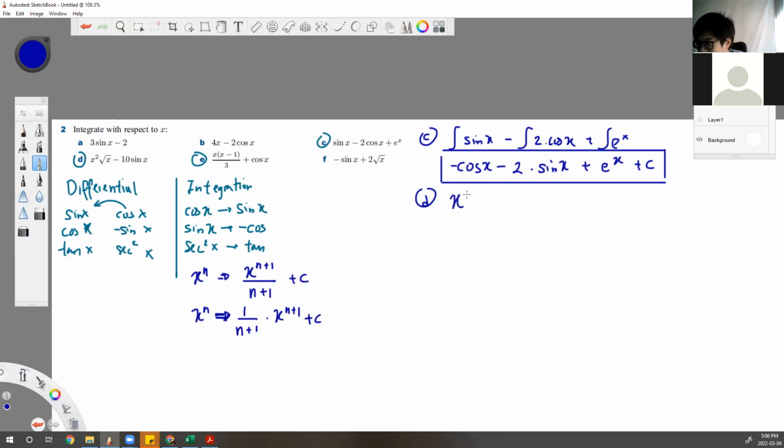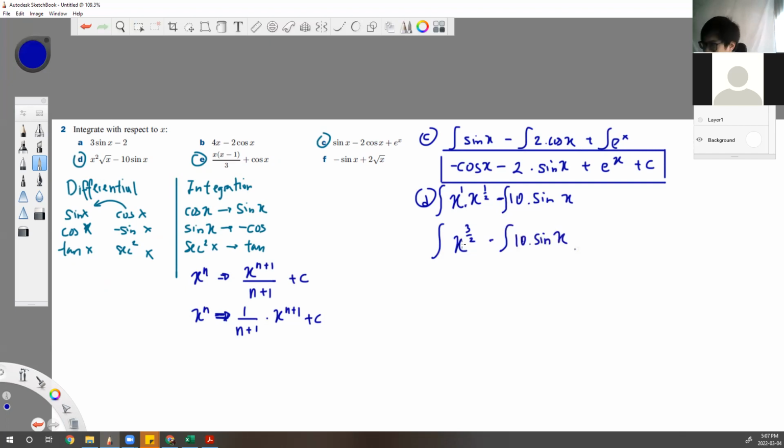Question D, x squared times square root x. So you have to simplify: x times x power half, minus 10 times sine x. You integrate all the expressions here, and I want to separate the integration parts. Then the integration of x power 3 over 2. How do you get the 3 over 2? Because power multiplied by power, you add: 1 plus 1 over 2, or 2 over 2 plus 1 over 2, gives 3 over 2, minus 10 times sine x.